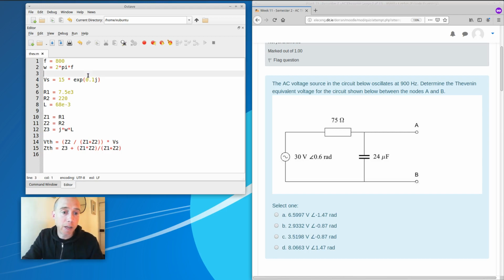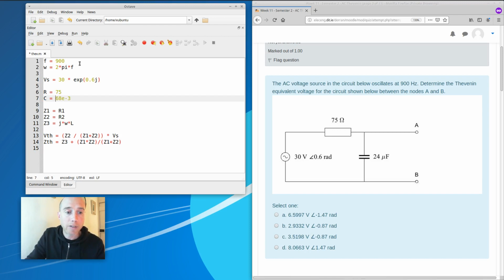So I just go back to my M file here, and I'm just going to modify this one. You could save this and make a new file and copy and paste this in, but I'm just going to overwrite what I had for the last question. So my frequency I'm going to change to 900 Hertz. Omega is still going to be 2 pi f. The voltage source in this case has a magnitude of 30 and a phase angle of 0.6. There's just one resistor in this circuit, and it's 75 ohms. And we have one capacitor, which is 24 microfarads. So 24e minus 6, that's 24 by 10 to the minus 6.